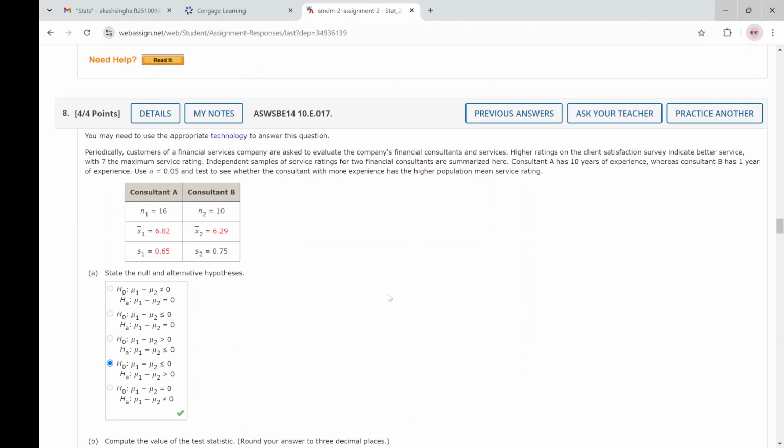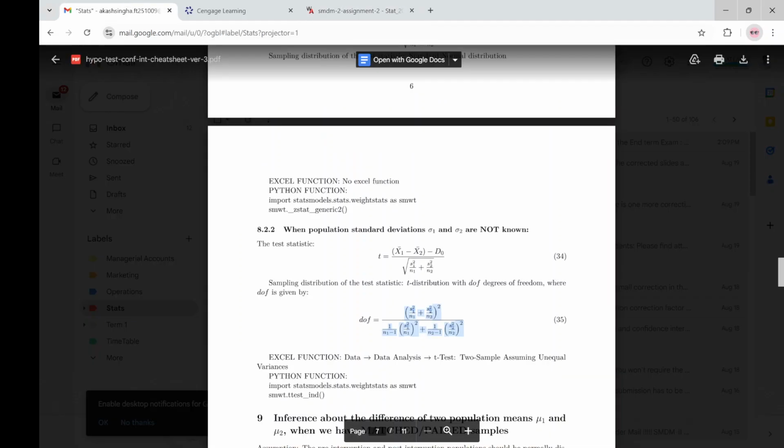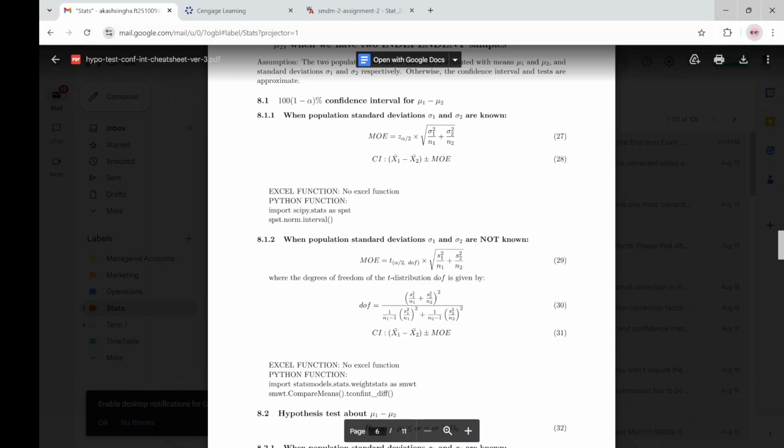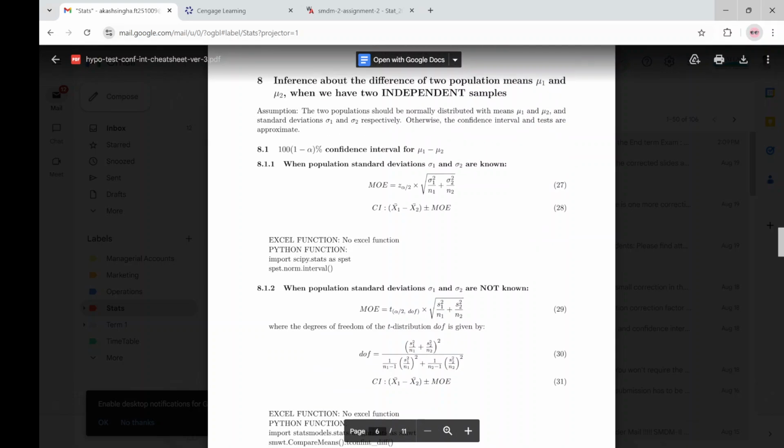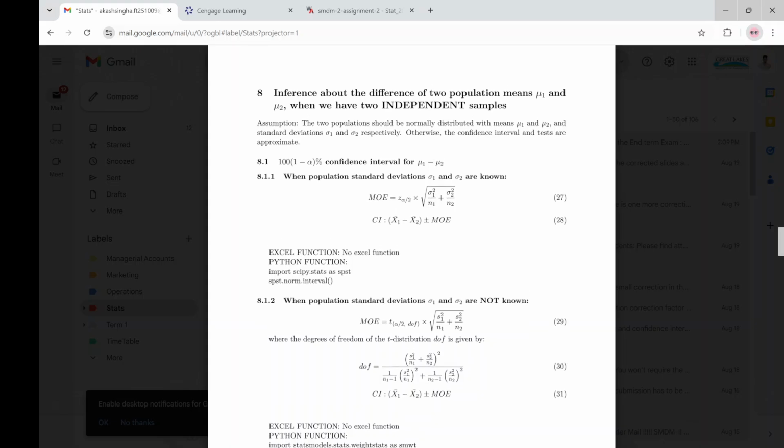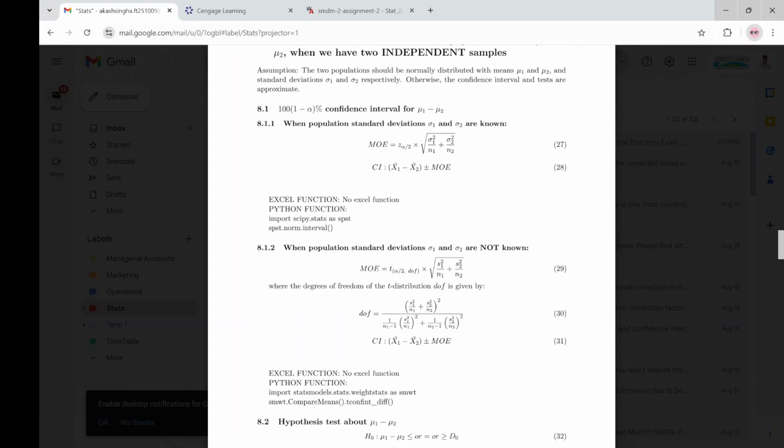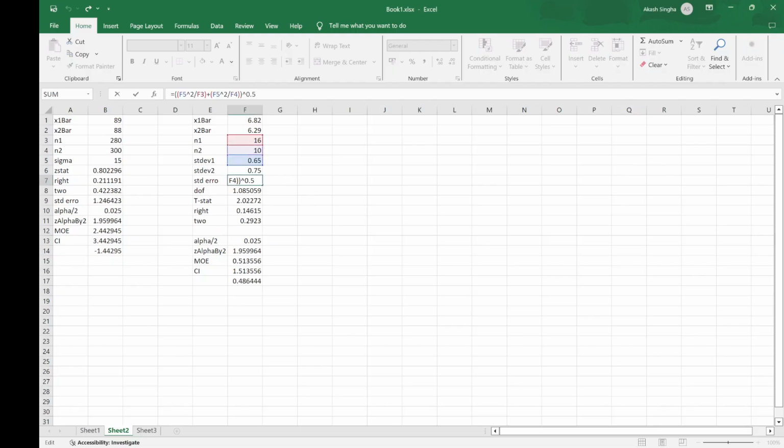Okay, standard error. The standard error formula is, oh, I didn't calculate the standard error, did I? Standard error is the square root of (s1 square by n1 plus s2 square by n2). It is correct. Degrees of freedom.